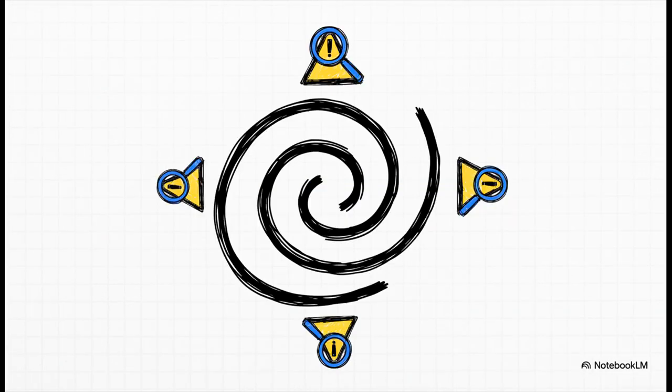Then we've got the spiral model. A good way to think about this is to take the iterative model and add a heavy dose of risk analysis at every single turn of the spiral. If you're a BA on a big, complex, and risky project, your job here is to basically become a risk detective, always on the lookout for what could go wrong and making sure the project stays on the right path.